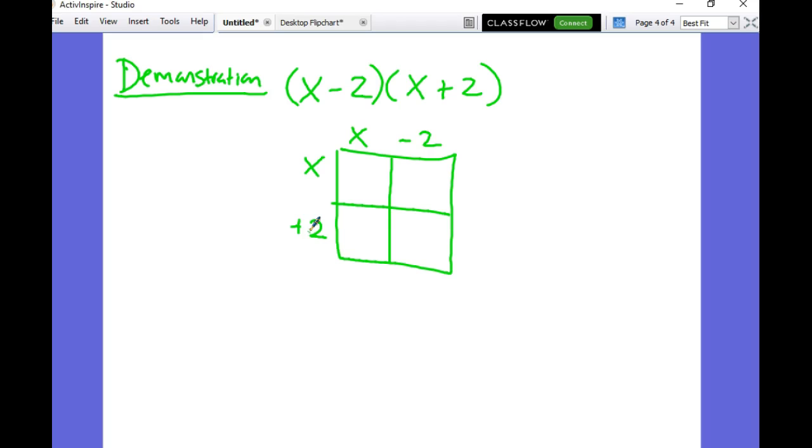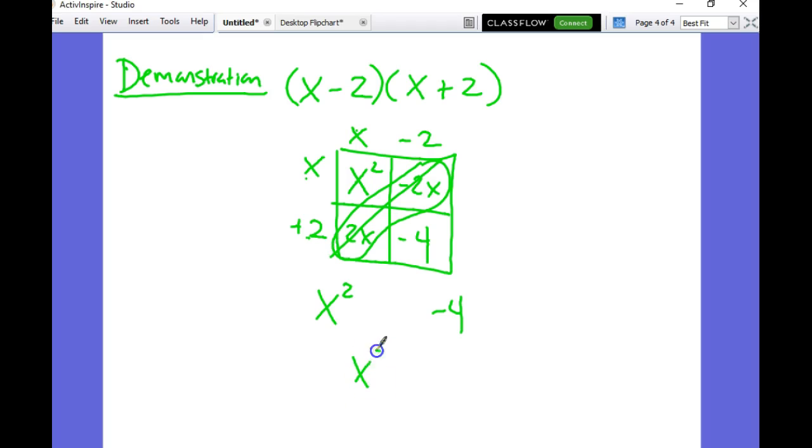Too bad. So x times x is 1x squared. x times negative 2 is negative 2x. 2 times x is 2x, and then 2 times negative 2 is negative 4. Now, you're going to put your x squared here, right? You're going to put your negative 4 here. The middle is these combined, but what do you notice there? They cancel because it's the same number but opposite signs, so you're just going to put a 0 there. So we don't put anything. So your answer is that.